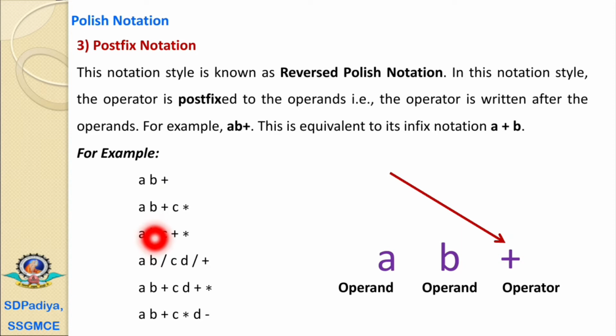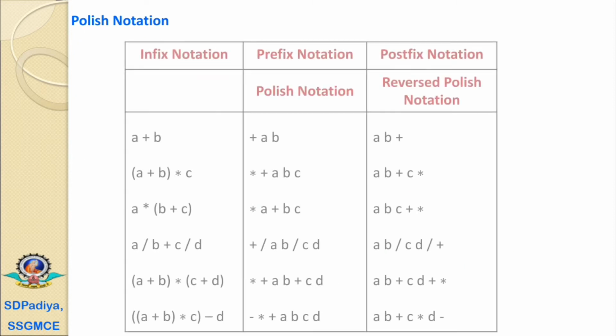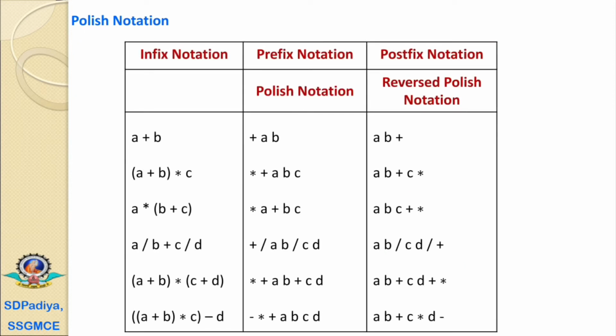I repeat, we have three types of notations. These are only different styles to write down expressions. First is infix, second is prefix, and third is postfix. Now if we combine all these examples on a single screen in a single table, the first column is for the infix notation, the second is for the prefix or Polish notation, and the third is for the postfix or reverse Polish notation.